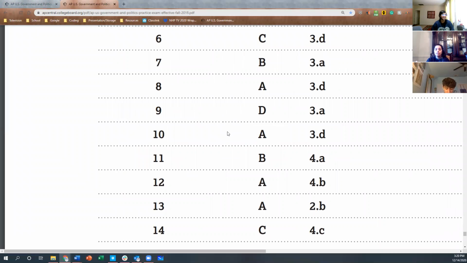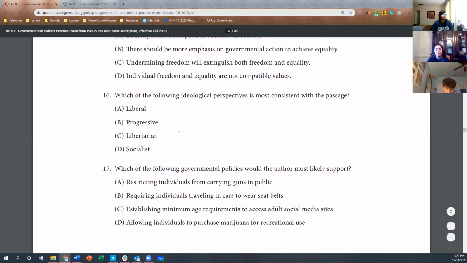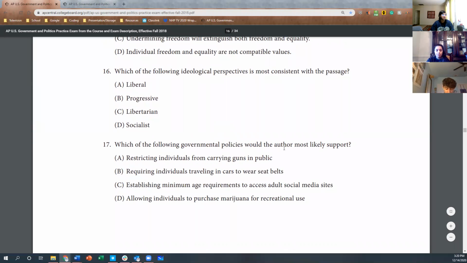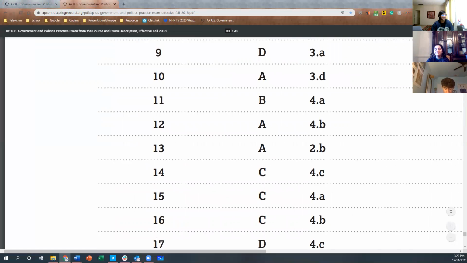C. Let's see. Okay. Good. Okay. Cool. All right, 17. Which of the following governmental policies would the author most likely support? Restricting, no. Anywhere where you're restricting individuals is no. Requiring, no. Establishing minimum age, no. Allowing individuals, D, yes. Although I don't know if Milton Friedman himself would support that, but yeah.